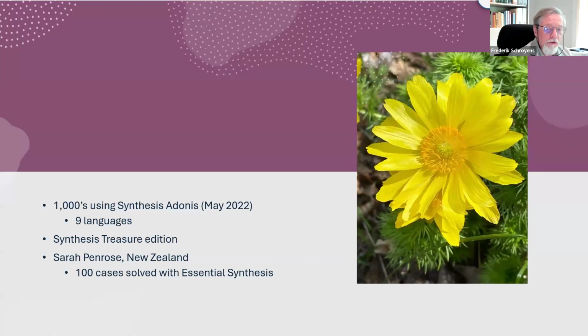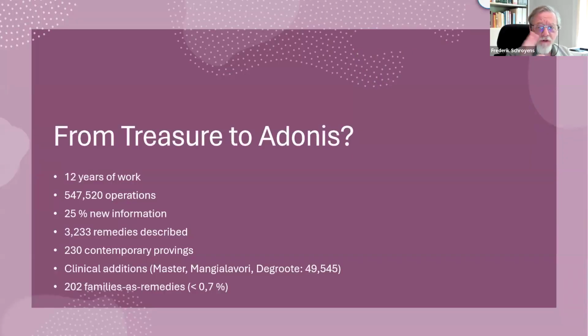Of course, you can go on using Essential Synthesis, you can go on using Treasure Edition, but I would like to give you some ideas why it may be appealing, interesting, challenging to use Synthesis Adonis. I will not give the lecture of all the differences. This is my summary table, which you may have seen before, saying the difference from Treasure Edition to Adonis: basically 12 years of work, more than 500,000 operations, 25% new information, etc.